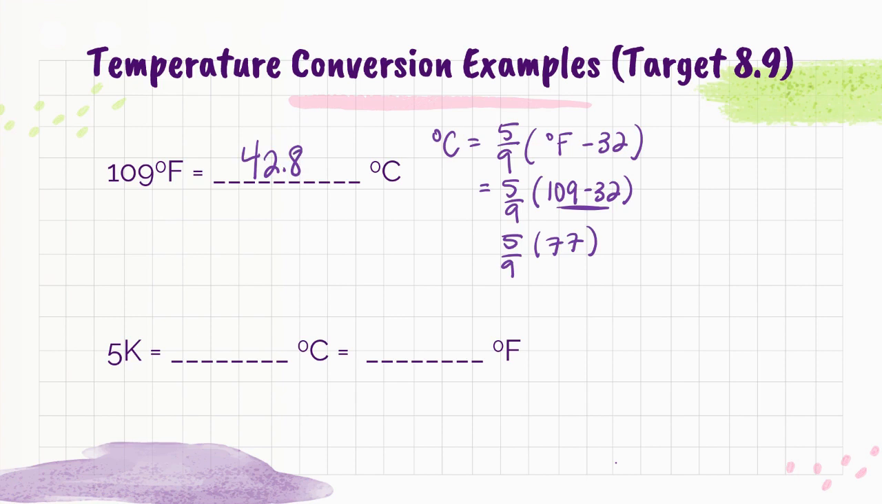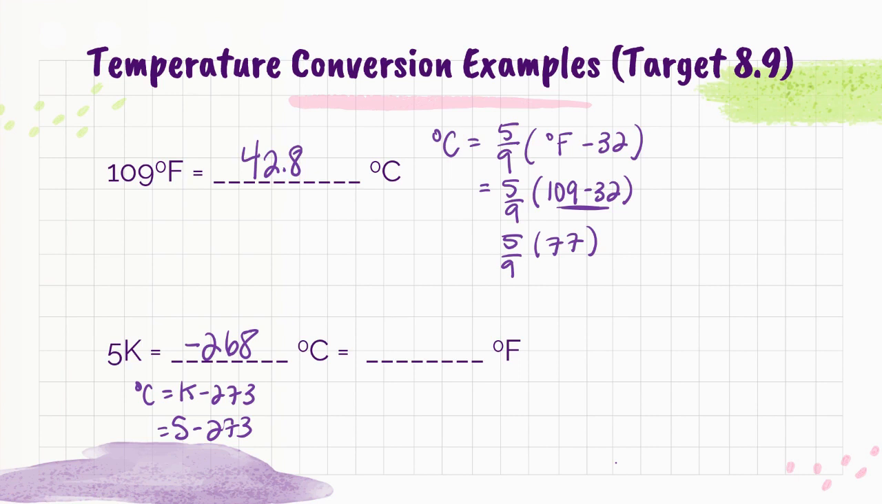Okay, let's try the next one. We're going to do kelvins to degrees Celsius. Degrees Celsius is equal to kelvins minus 273. So we're going to have 5 minus 273. Now notice we're going to get a negative number. We get negative 268 degrees Celsius. That is okay. Degrees Celsius and degrees Fahrenheit can be negative numbers. Kelvins, if you get a negative number for kelvins, something is wrong.